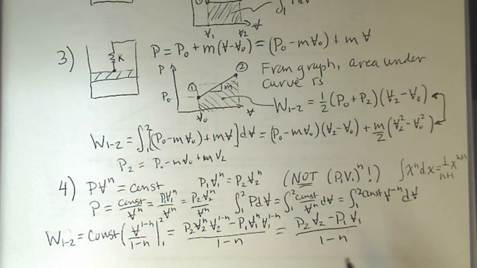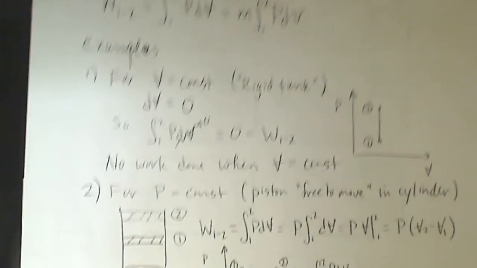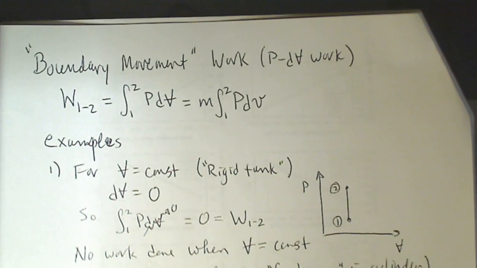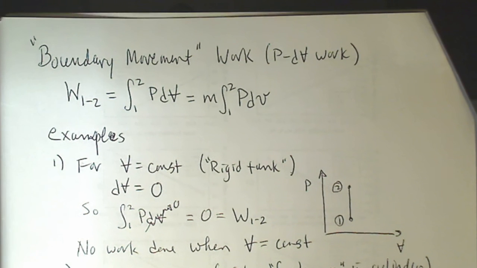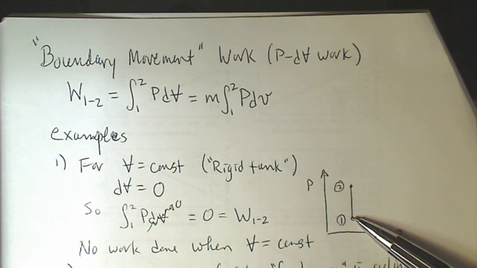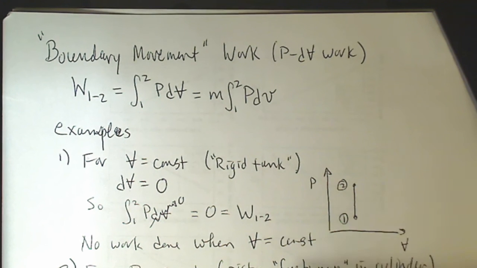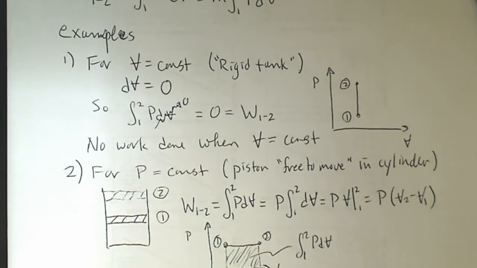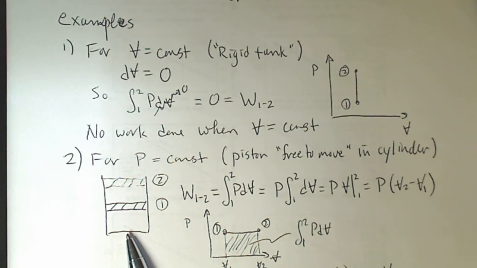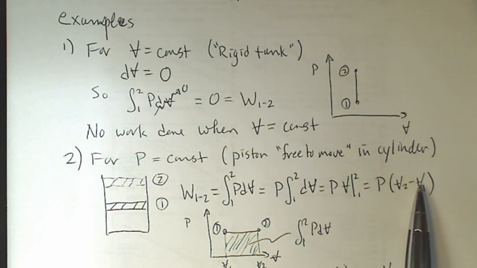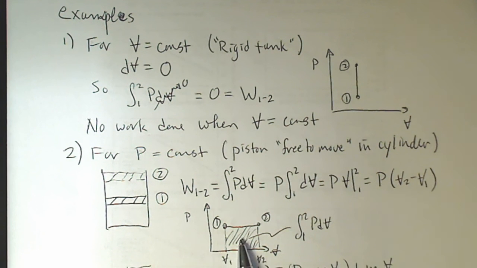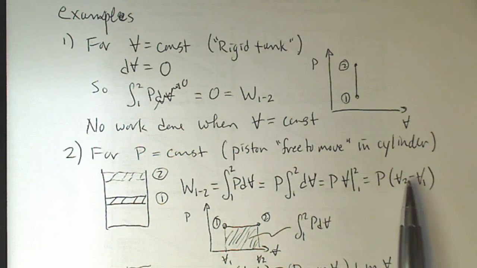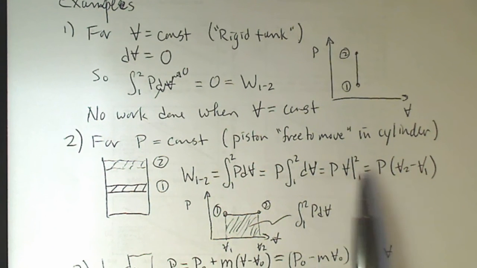All right, well, I think that is a summary then of the boundary movement work for 3 types of processes that you might see. The first one is very trivial, and that is the constant volume process. But it's important to realize that when there's no volume change, there can be no work done. The second example is for a constant pressure process, and when the pressure is constant, then the evaluation of this integral is trivial, and we can evaluate it either graphically or from the calculus, and we just find that the work is equal to the pressure times the change in volume.